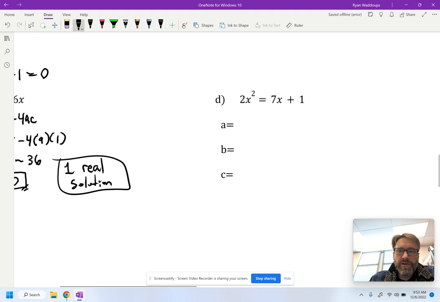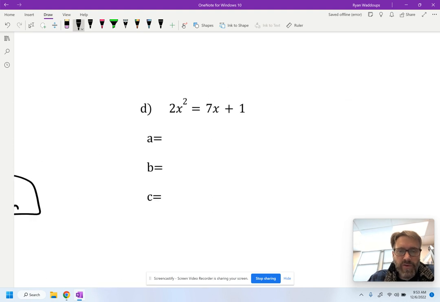All right, moving on here. D, 2x squared equals 7x plus 1. It's not equal to 0 on the one side. It's not in standard form. So we're going to rewrite this, subtracting 7x and minus 1 so that they're all together. We get 2x squared minus 7x minus 1 equals 0.